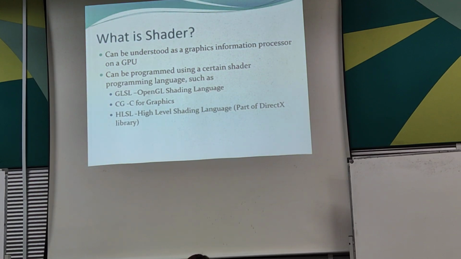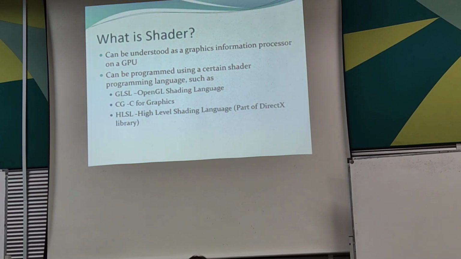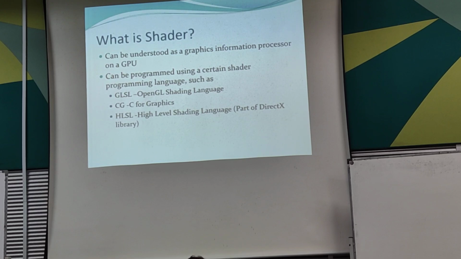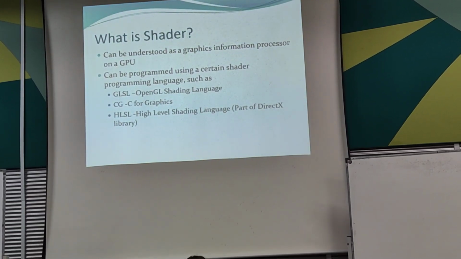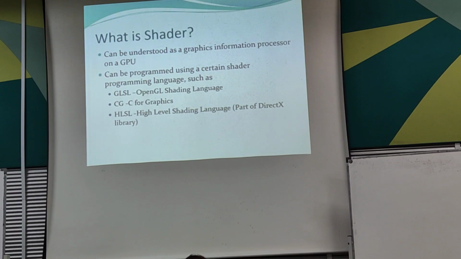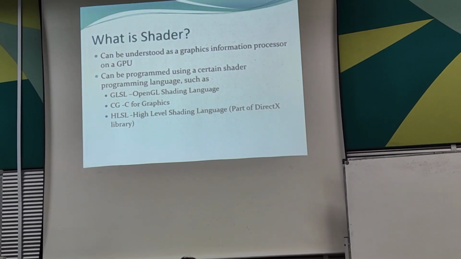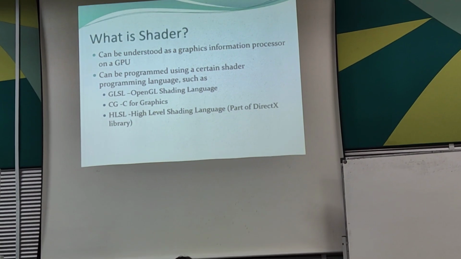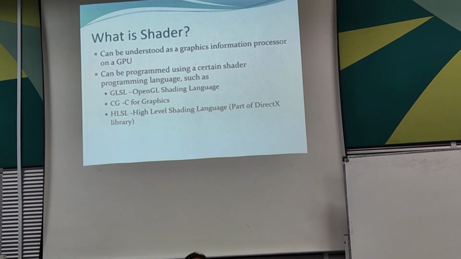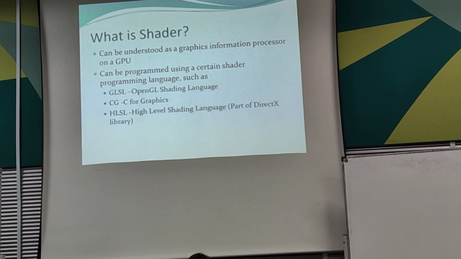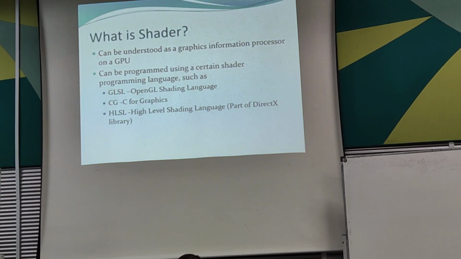Okay, and this part is programmable. So we have a specific language just to do shading. Your miss didn't teach you this one. In OpenGL itself, we have the shading language, GLSL. In DirectX, we have HLSL, the high level shading language. And in C for graphics, we have Cg.